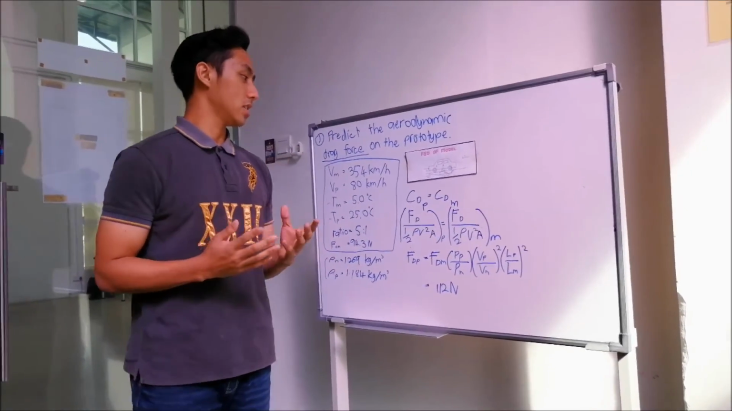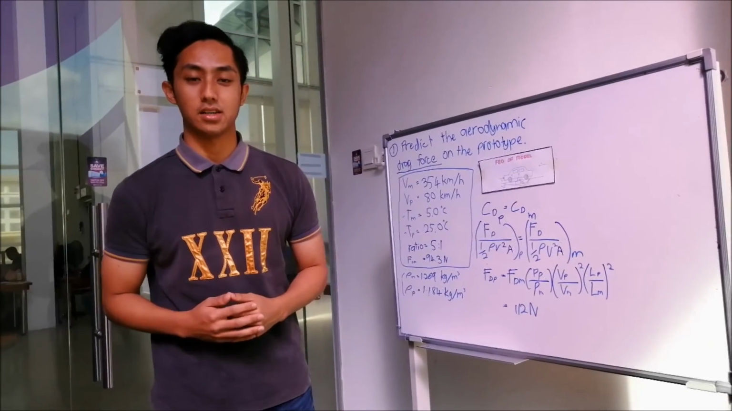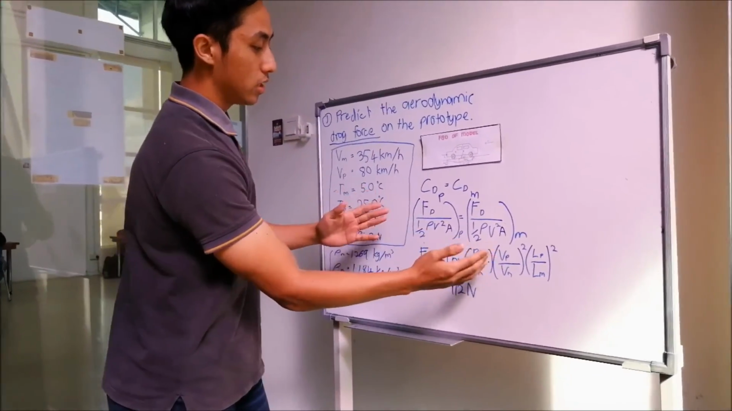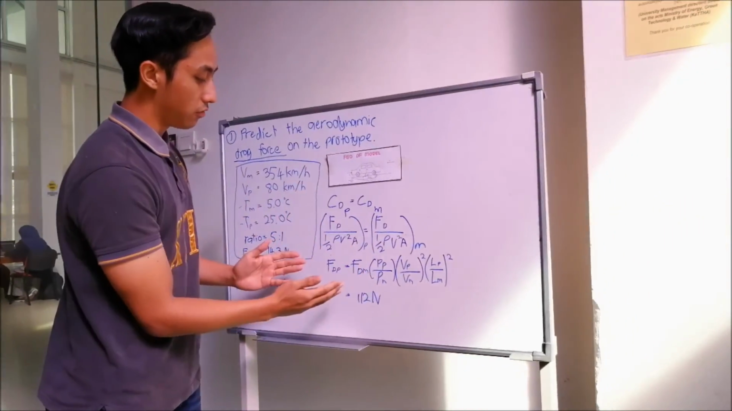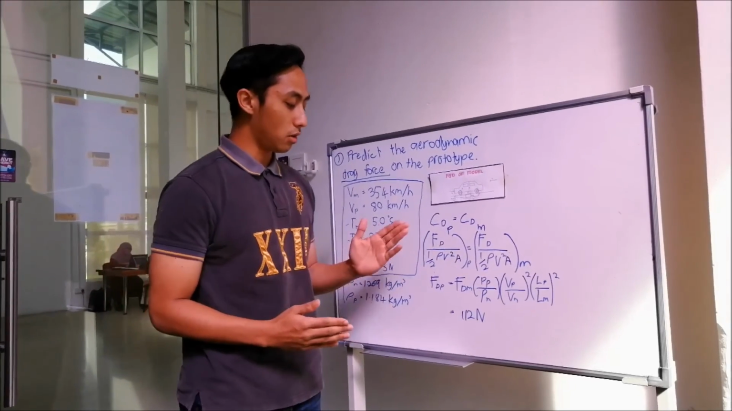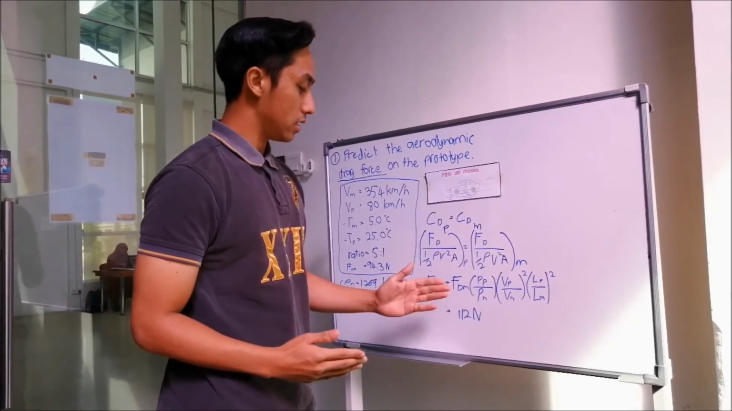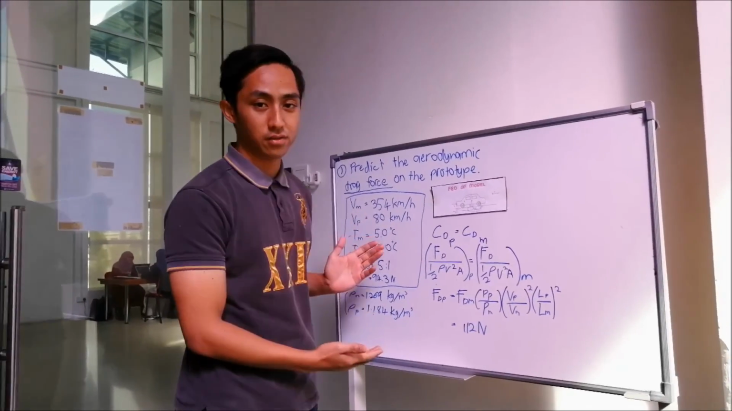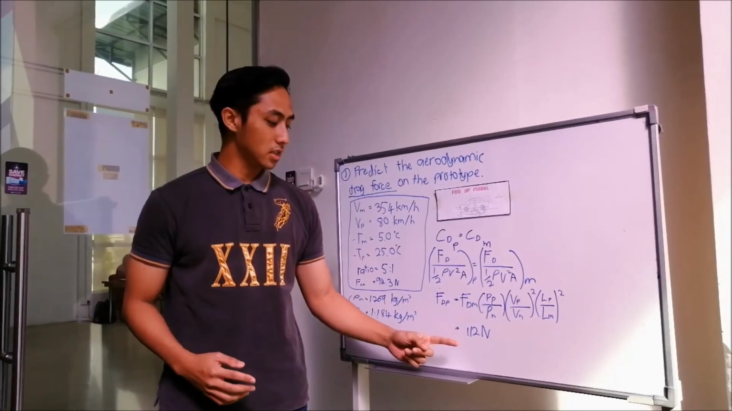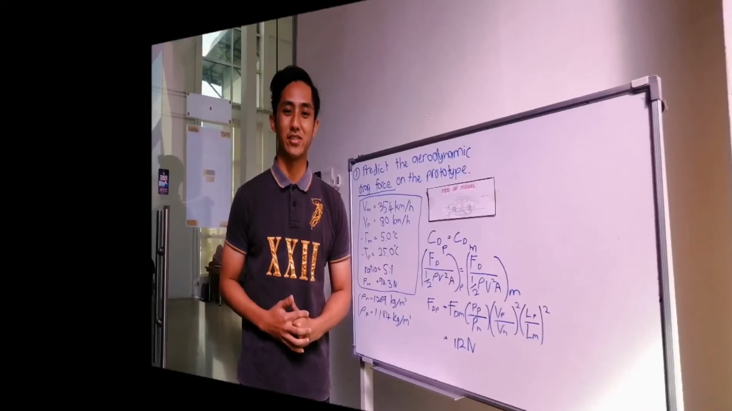So the question asks us to find the drag force on the prototype. So on this equation, we have all the information except for the force on the prototype. Then we will plug in all the information that we have, and we will find the force of the prototype, which is 112 Newton.